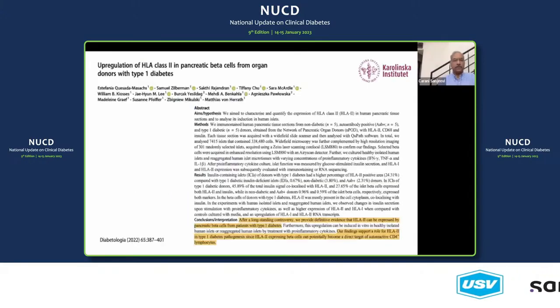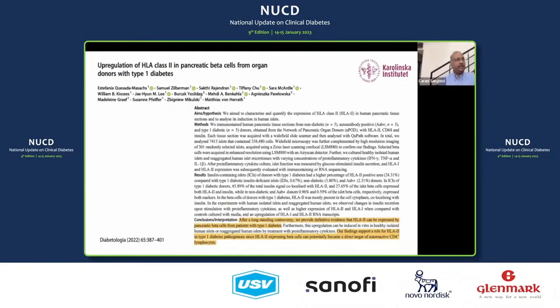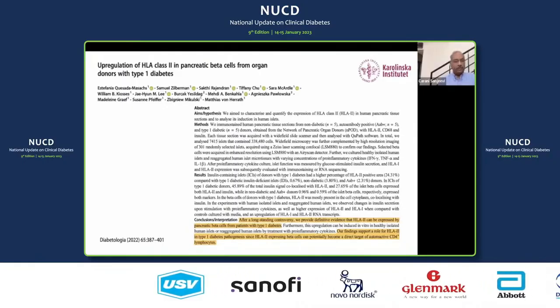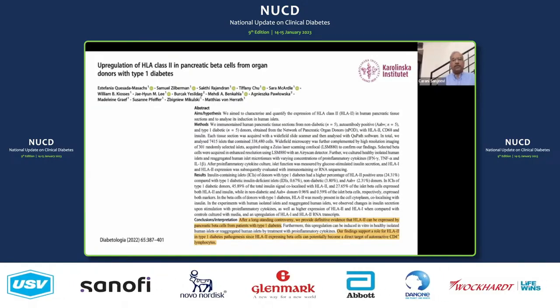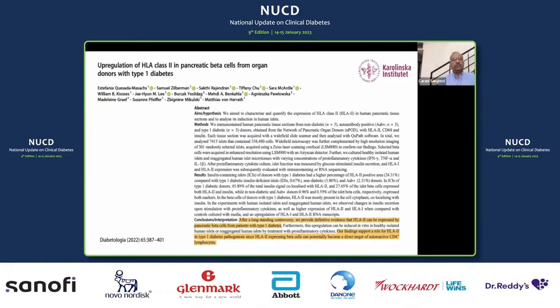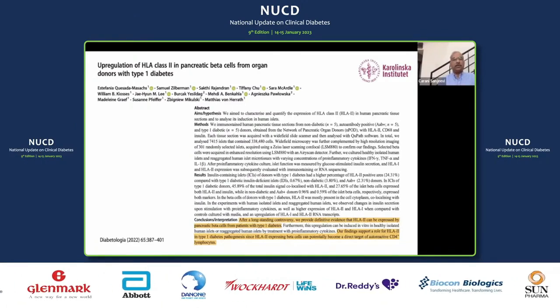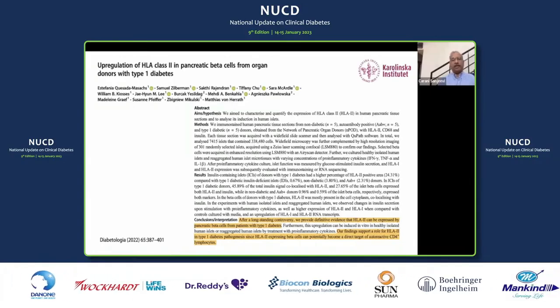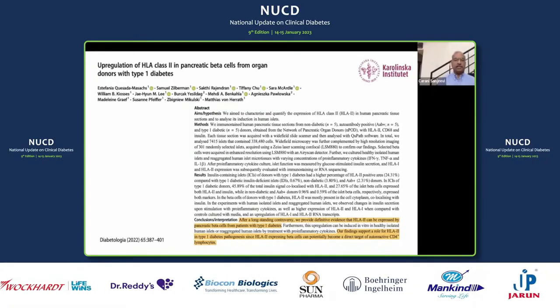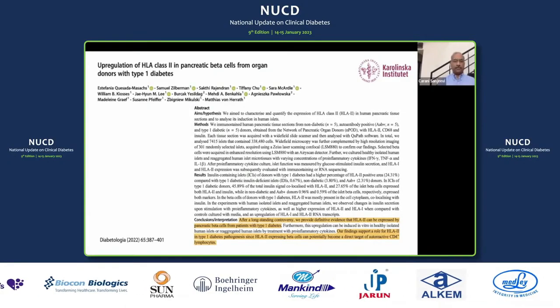There has been a lot of debate whether the beta cells actually express the HLA class 2 molecule. Many of the people felt that the beta cells do not express it. But now, in December 2022 in Diabetologia, a paper from Matthias von Herrath's group has clearly shown that there is an upregulation of HLA class II molecule in the pancreatic beta cells from organ donors with type 1 diabetes. This is a very important finding where a direct infection of the beta cells can cause upregulation of the HLA class II molecule that are high risk for susceptibility.